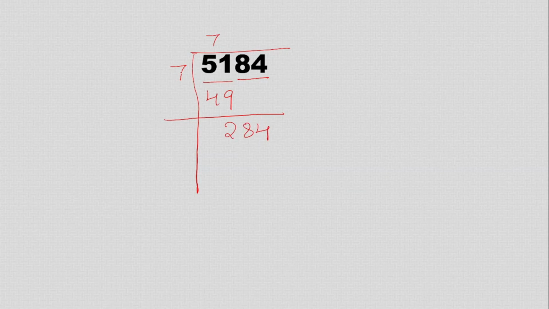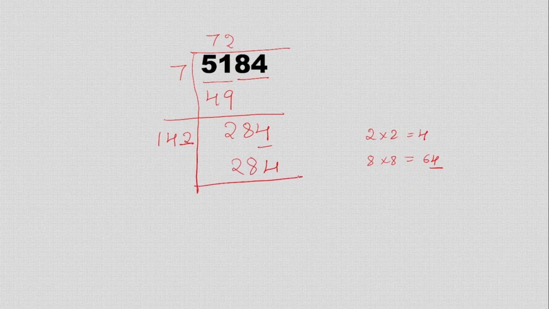And next, 7 plus 7 is 14. The very next number, in order to find this, we need to consider the unit place here, 4. In order to get 4, either we will go for 2 2's are 4, or 8 8's are 64, right? So either we can go for 2 or 8. Let me consider 2 only. 2 2's are 4, again 2 4's are 8, and then 2 1's are 2. Exactly I am getting 284. So my quotient is 72, which is the square root of 5184. Square root of 5184 is 72.